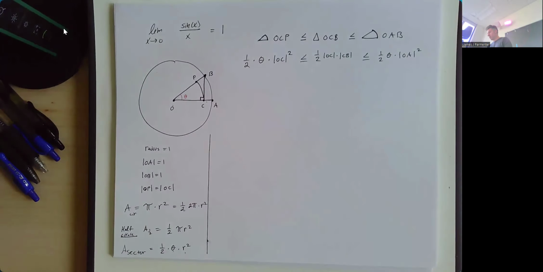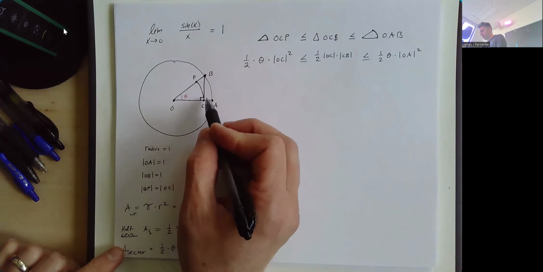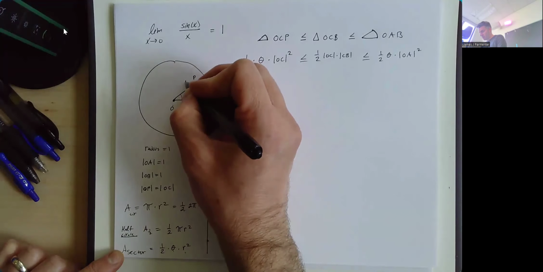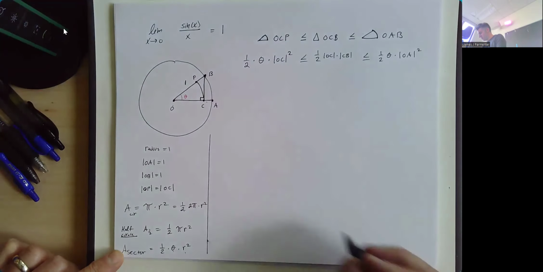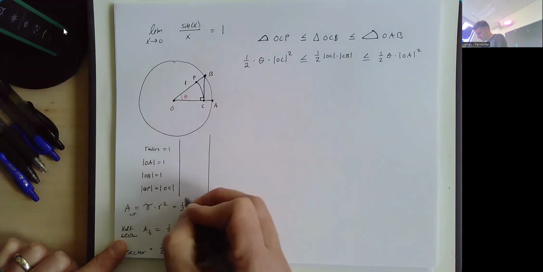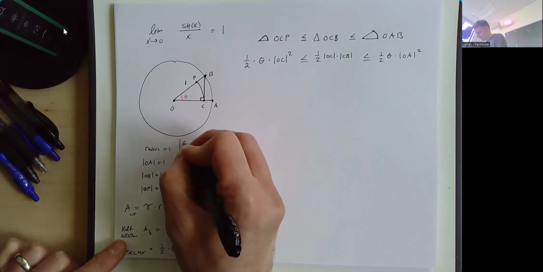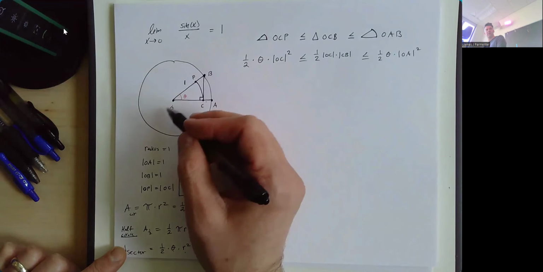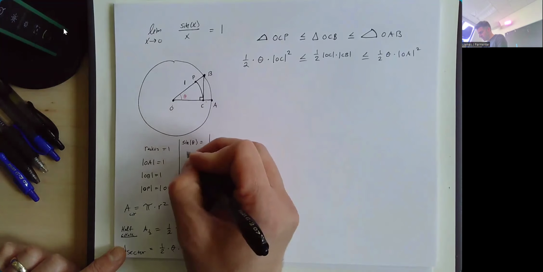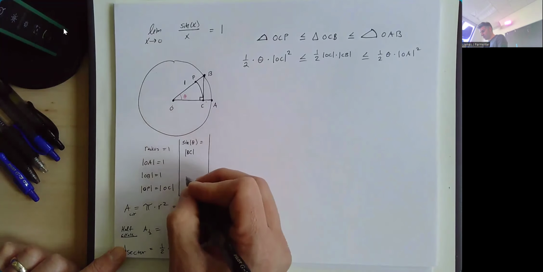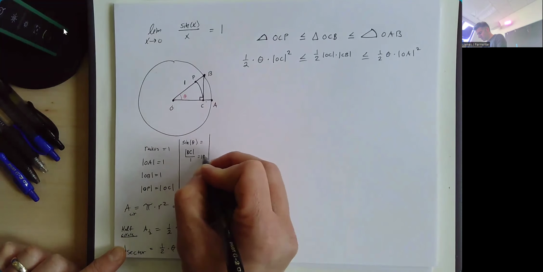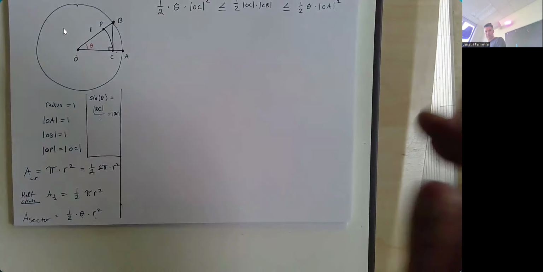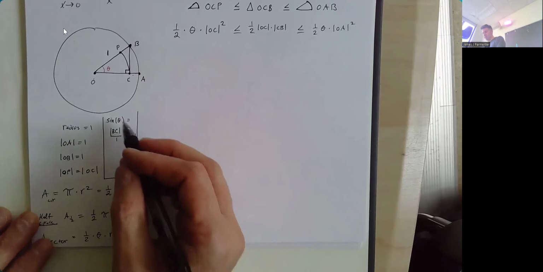Let's make this a little simpler. Looking at this right triangle for a second, noting that the radius has a length of 1. Sine of theta is equal to the opposite over the hypotenuse. The opposite is BC. The hypotenuse is 1. So BC, or CB, sorry, is equal to sine of theta.